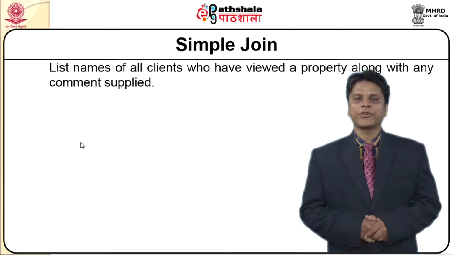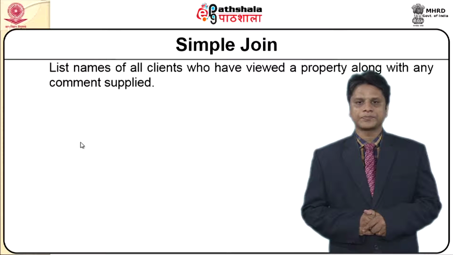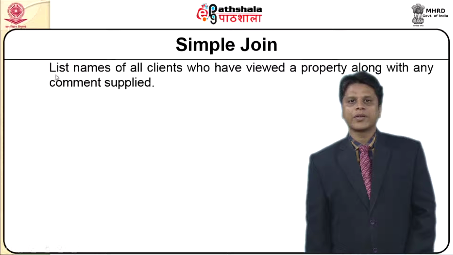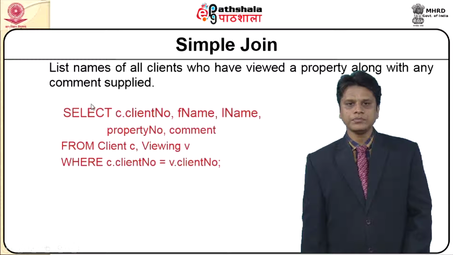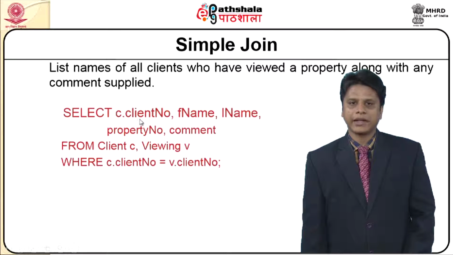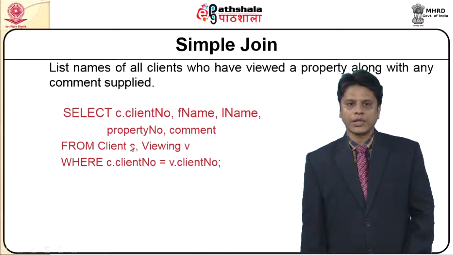Initially, we will just give an explanation of a simple join. To use a join, consider this query: list names of all clients who have viewed a property along with any comment supplied. SELECT c.clientNo, fName, lName, propertyNo, comment FROM Client c, Viewing v WHERE c.clientNo = v.clientNo.